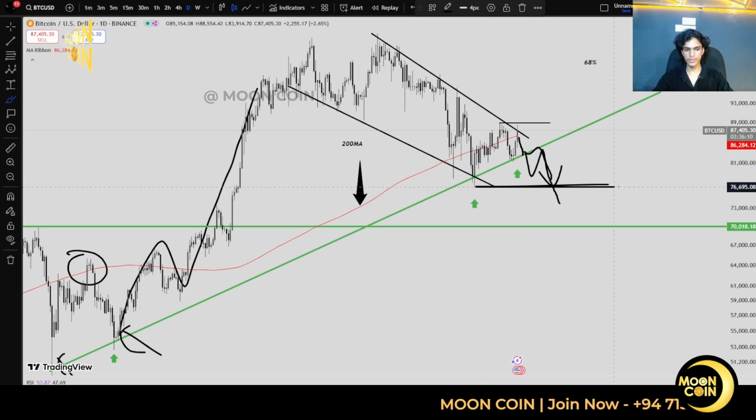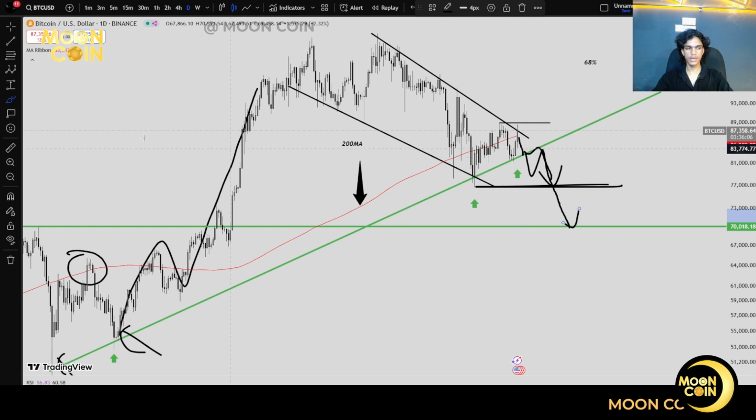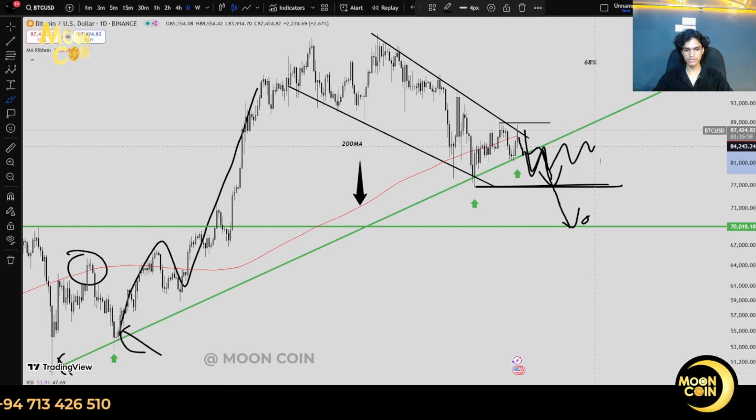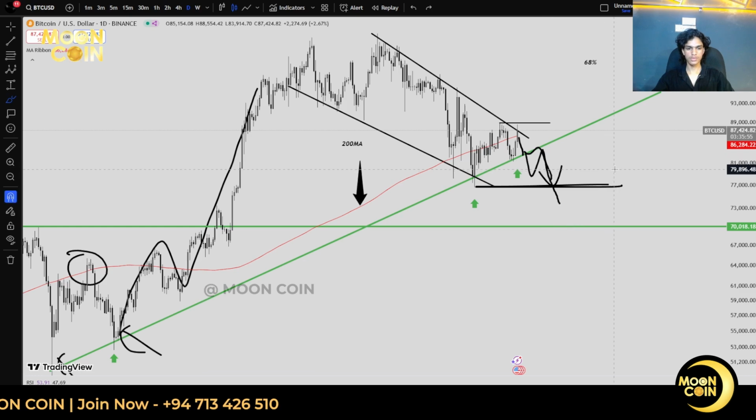And this low, if the low is taken, then we can target here. The market could come here, so this can be a sideways move, okay, and come like this. Can be an impulse also.